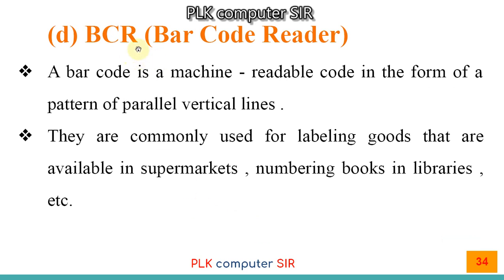Number D, barcode reader. A barcode is a machine readable code in the form of a pattern of parallel vertical lines. According to the lines, it will detect. They are commonly used for labeling goods that are available in supermarkets, numbering books in libraries, etc. So a book can be scanned simply. In the supermarket, if you go, they will make the bill by scanning the barcode of the goods.